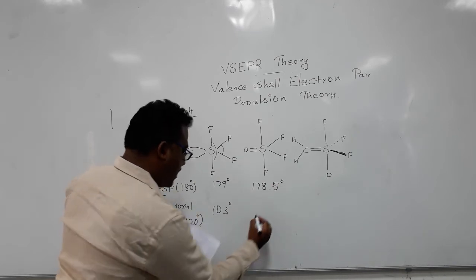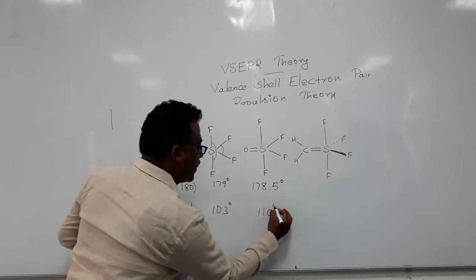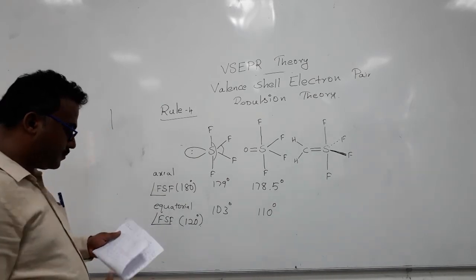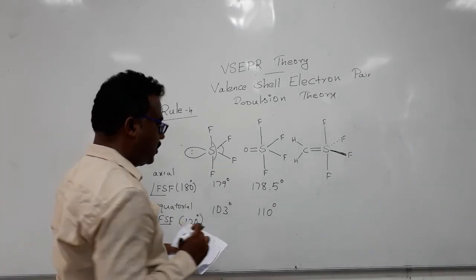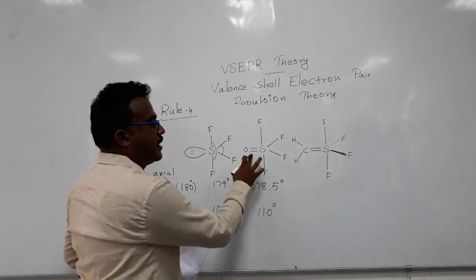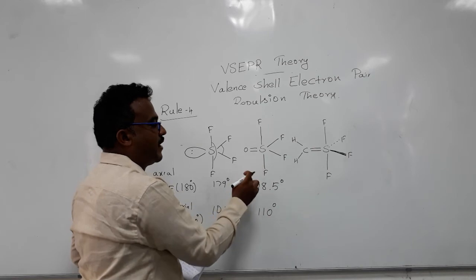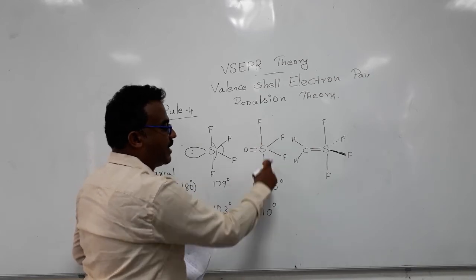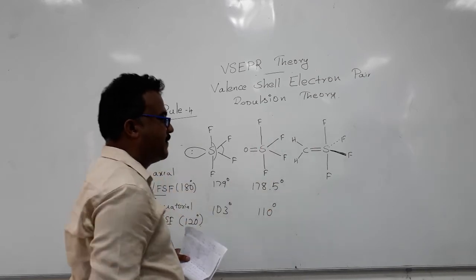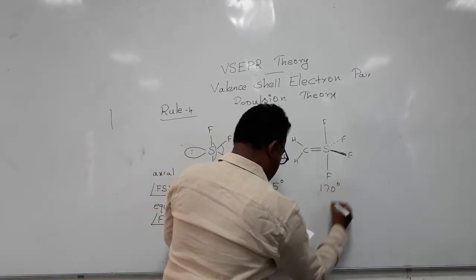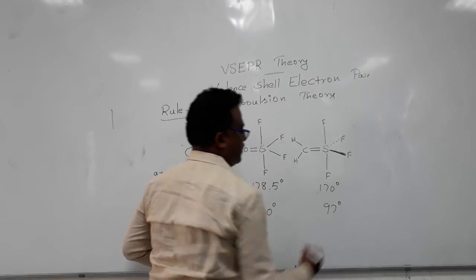178.5 degrees, but this one is 103 degrees. So in this case again, what happened? A double bond occupies more space than a single bond. On that basis, the bond angles of both of them are decreased. When you come here, the bond angles are 170 and 97 degrees.